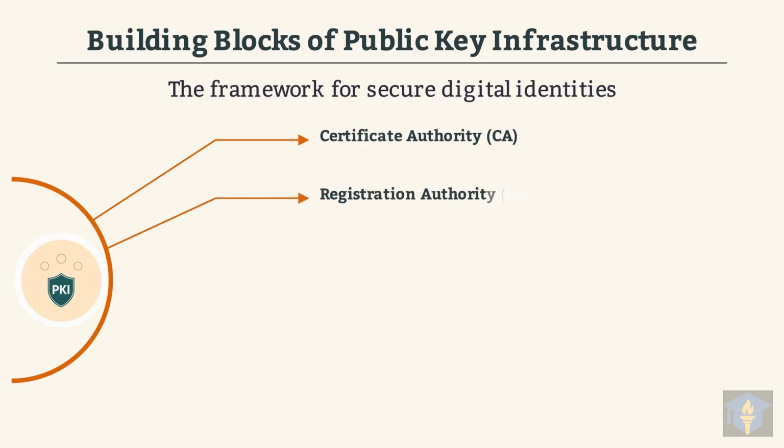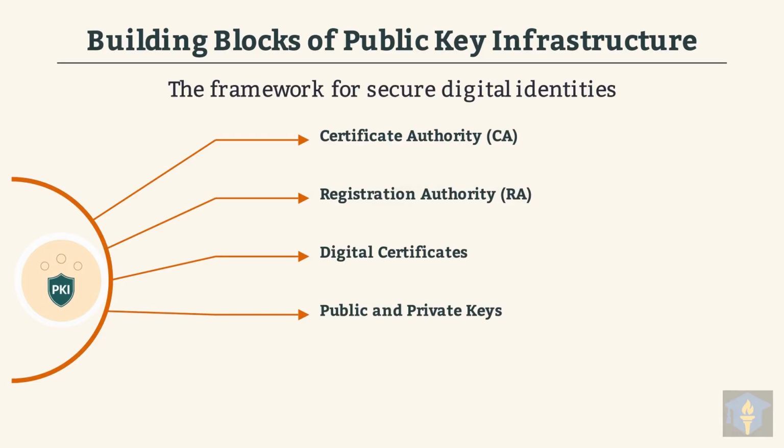Then there's the Registration Authority, or RA, which verifies identities on behalf of the CA. Digital certificates are crucial. They bind a public key to an identity, proving ownership. Of course, public and private keys are central to PKI, enabling encryption and digital signatures. Finally, the Certificate Revocation List, or CRL, tracks certificates that are no longer valid.